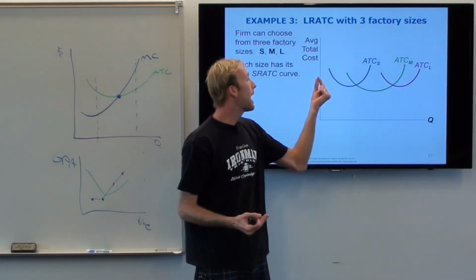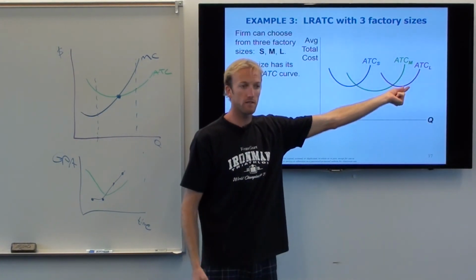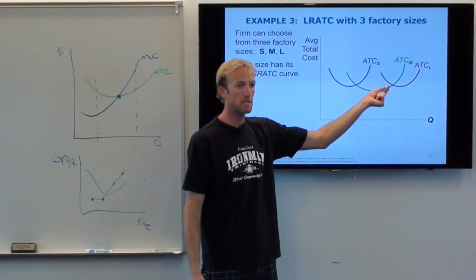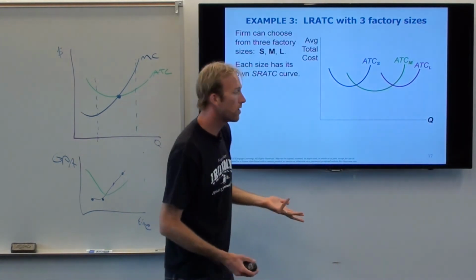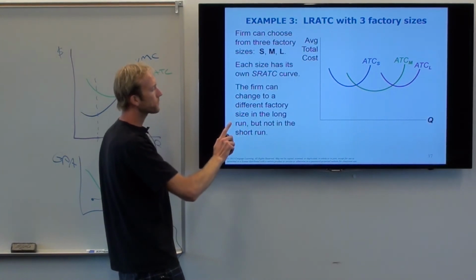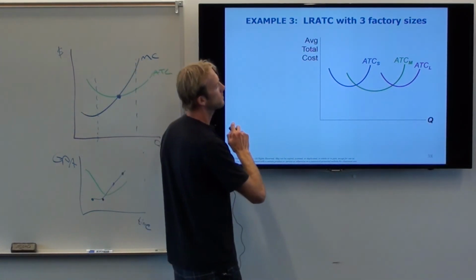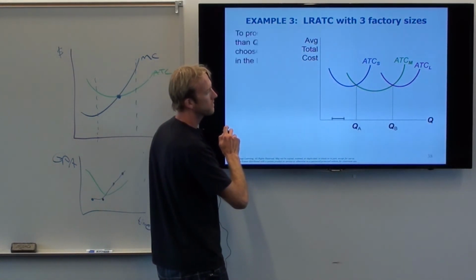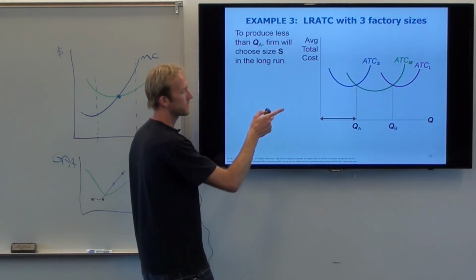But in the long run, I can jump between these curves. Does everybody understand that? I can jump. I can switch whatever size factory I want in the long run. So the long run ATC curve is going to look like this. Oh, well, let's see how we get there.